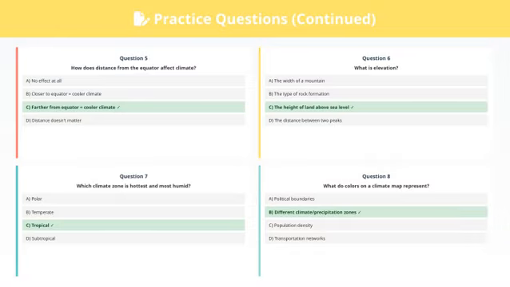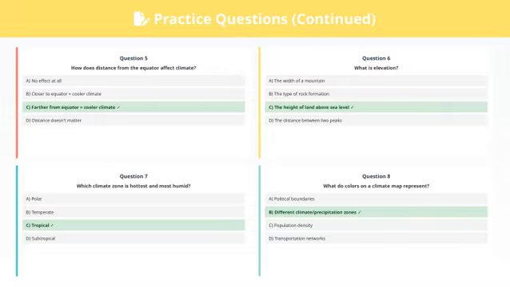Now, let's take a look at some practice questions to reinforce what we've learned. Question 5 asks, how does distance from the equator affect climate? The options include no effect at all, closer to the equator meaning a cooler climate, farther from the equator meaning a cooler climate, or that distance doesn't matter. The correct answer is that the farther you are from the equator, the cooler the climate tends to be. This highlights how latitude plays a significant role in determining temperature patterns around the world.